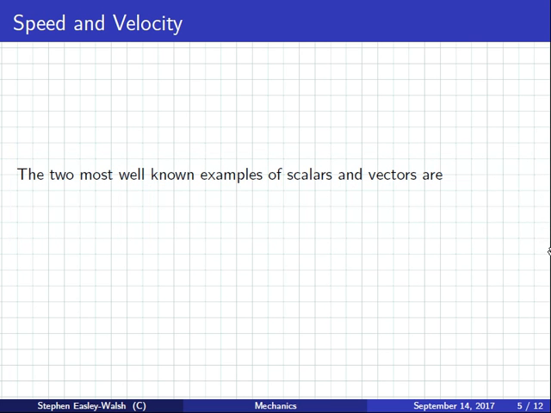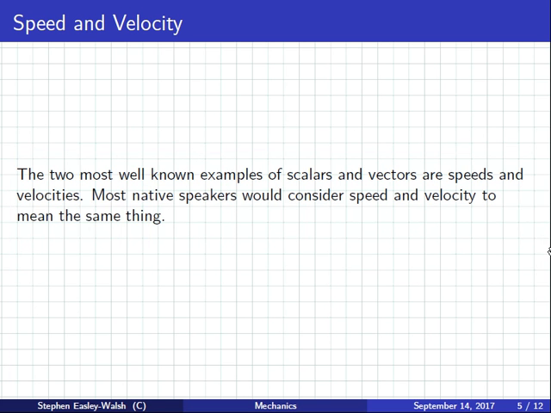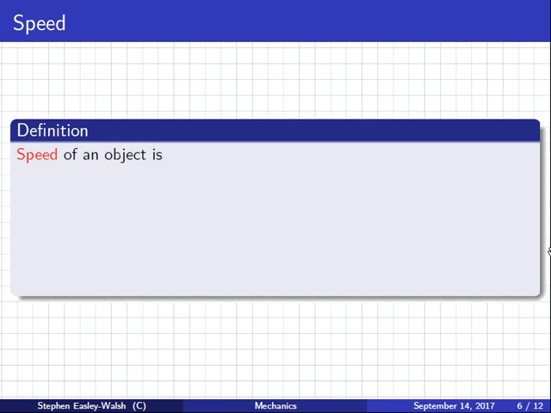The two most well-known examples of scalars and vectors are speeds and velocities. Most native speakers use these words interchangeably, but for physics, this is not true. They're actually different meanings, speed and velocity. So we'll have a look at what I mean by speed and velocity.